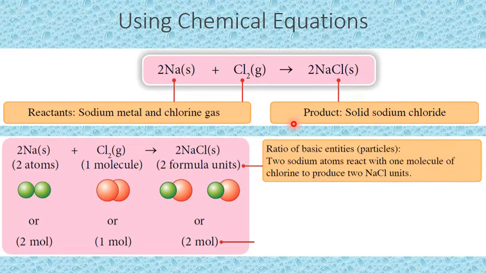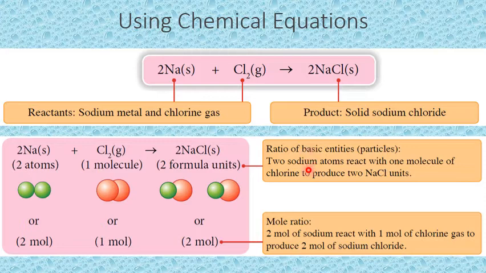This one is coefficients in terms of ratio of basic entities, which is particles. So you look here: 2 sodium atoms react with 1 molecule of chlorine to produce 2 sodium chloride. The second one is coefficients in terms of mole ratio: 2 moles of sodium react with 1 mole of chlorine gas to produce 2 moles of sodium chloride.